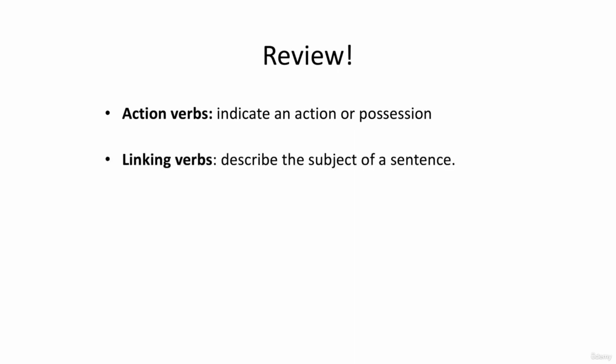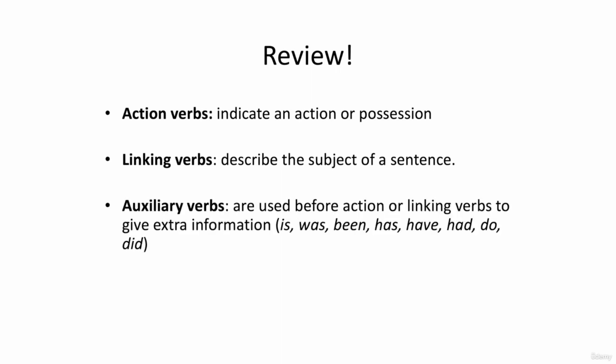There are three types of verbs: action, linking, and auxiliary. Action verbs are words that indicate an action or possession. A linking verb is used to describe the subject of a sentence. And an auxiliary verb, also called helping verb, is used before action or linking verbs to give extra information regarding the tense or voice of the main verb.